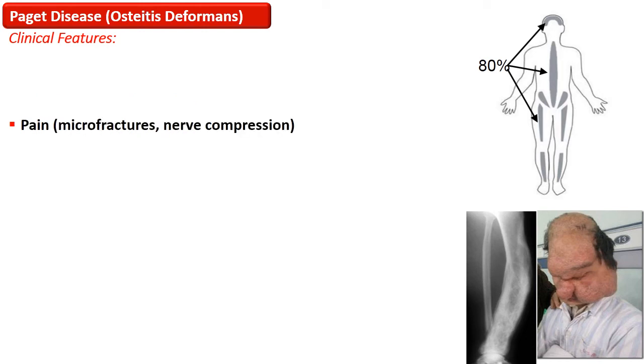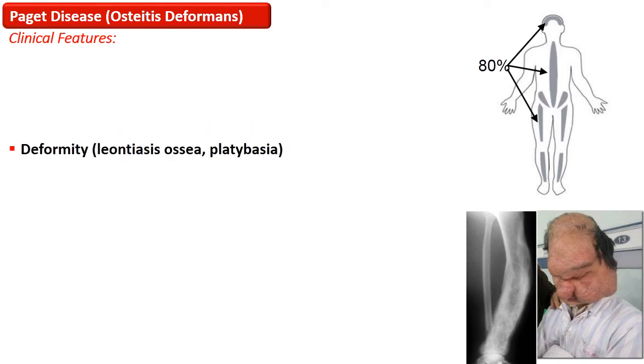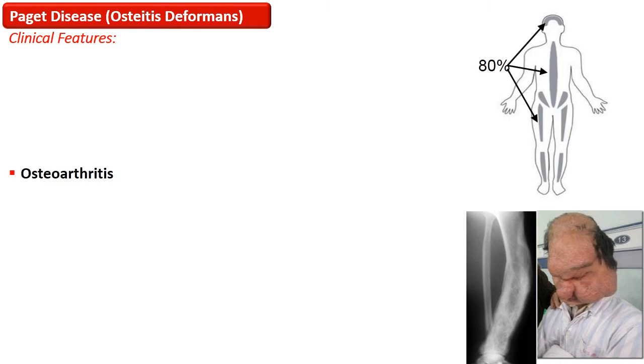Pain is a presenting feature and it is the result of microfracture or nerve compression. Various kinds of deformities have been reported, such as leontiasis ossea and platybasia. Leontiasis ossea is a lion-like face, and platybasia is the invagination of the skull base. Also, there is constriction of the posterior fossa. The head size becomes so large and heavy that it is difficult to hold it in an erect posture.